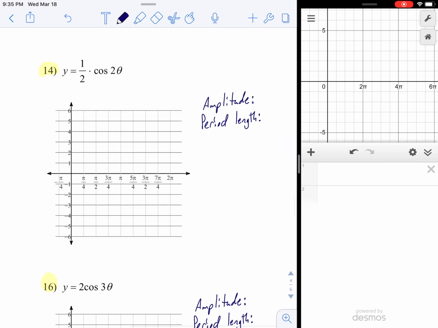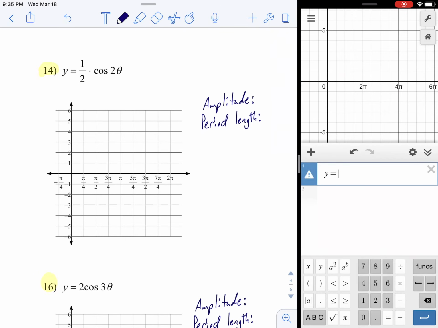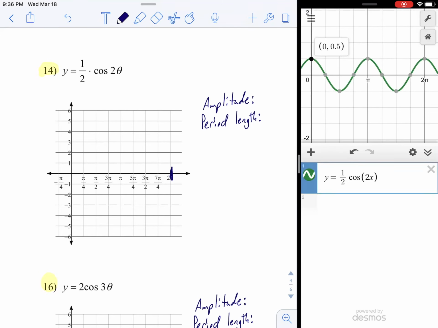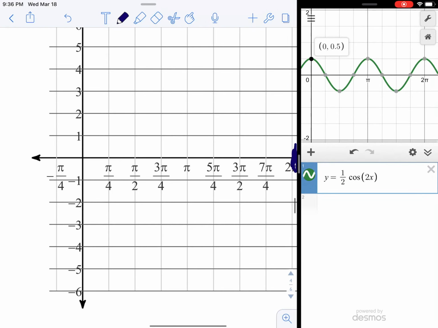Number 14. Y equals 1/2 function cosine 2x. Wow, look at that. Now, our graph really only extends to 2 pi, so I can do this so that my Desmos screen goes from 0 to 2 pi. The highest point is going to be right here, 0.5. There's an x-intercept at pi over 4. There's a low point at pi over 2, negative 0.5. 3 pi over 4, pi.